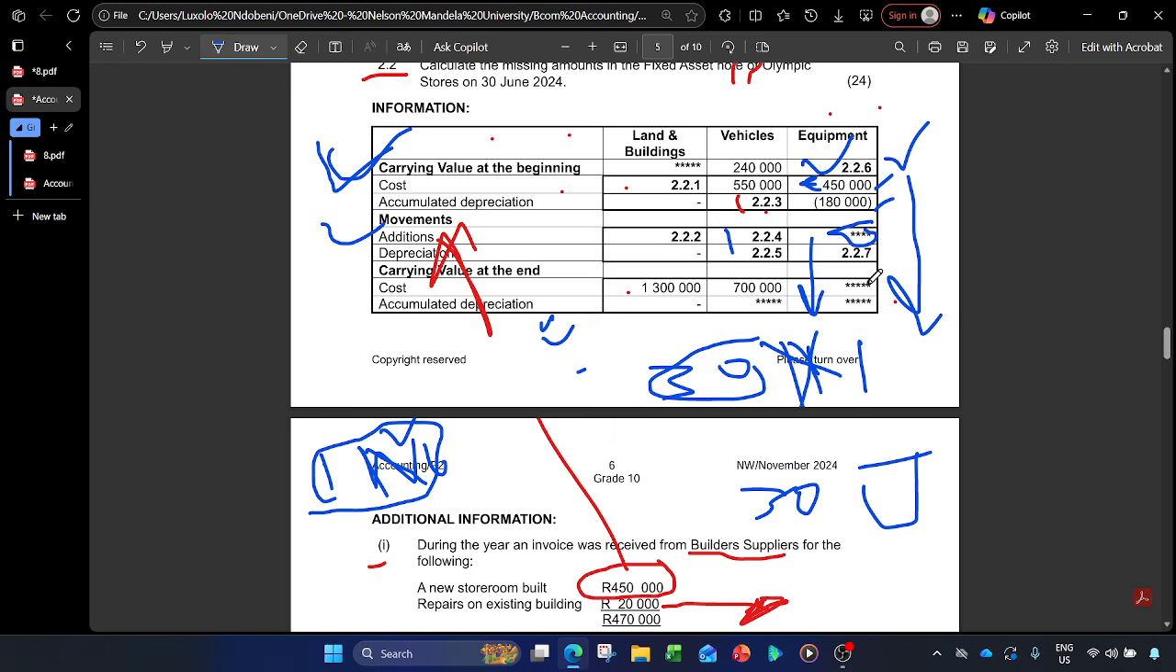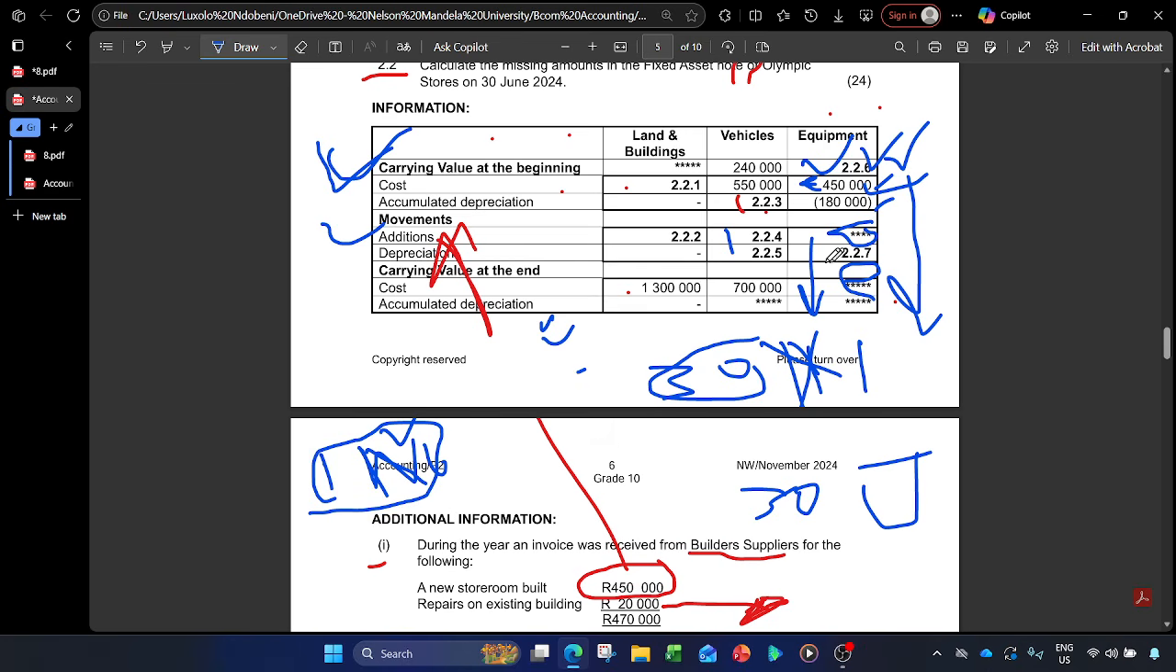And I want you to take note, if they gave you the carrying value at the end, that's not the carrying value we are going to use. You are using the carrying value at the beginning, because the asset that you are calculating a depreciation for is the asset that was available at the beginning of the year.